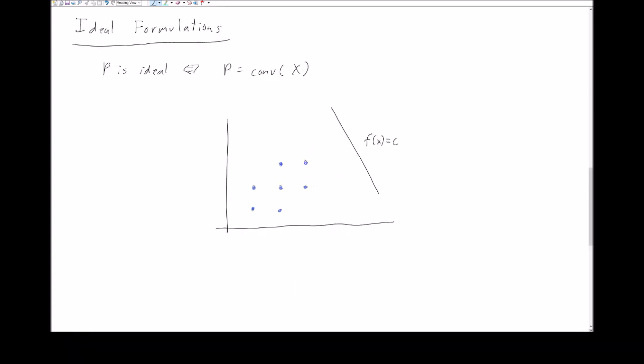One very nice property of linear programming relaxations is that there's a close connection between the quality of a relaxation and all of the things that we've talked about in polyhedrons. Specifically, we can talk about ideal formulations and how ideal formulations relate to linear programming relaxations. Let's suppose that we have some polyhedron P, and P is ideal. Remember the definition. If P is ideal, that means that P is going to be the convex hull of the points X.